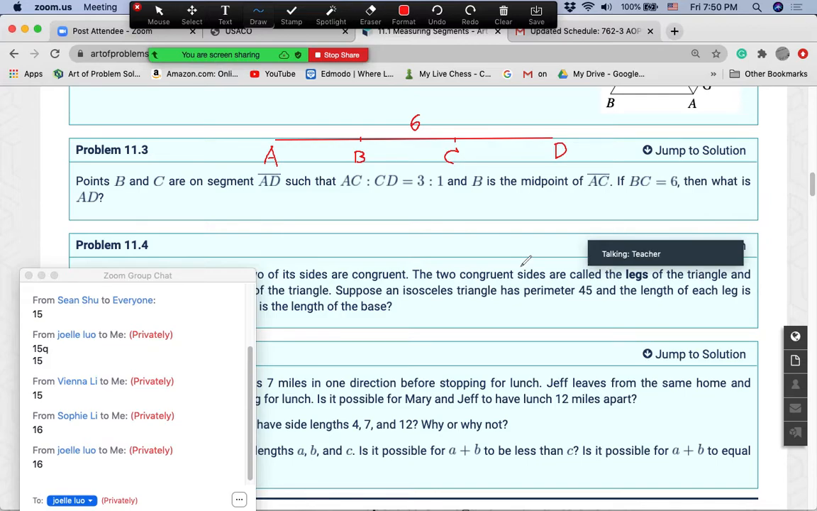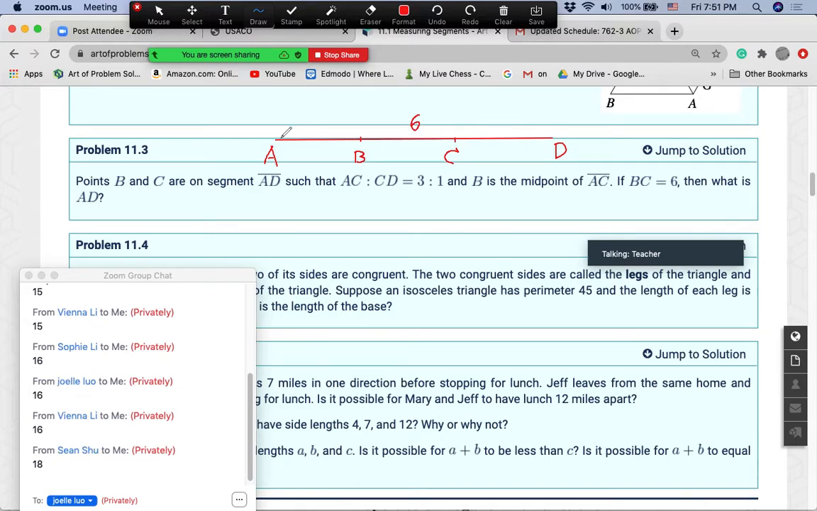Okay, Sophie got it correct. Julia got it correct. Who else? Vienna got it correct. Yes, very good.